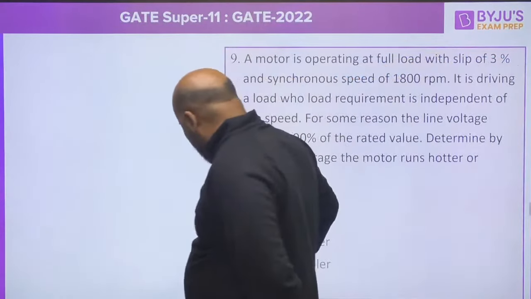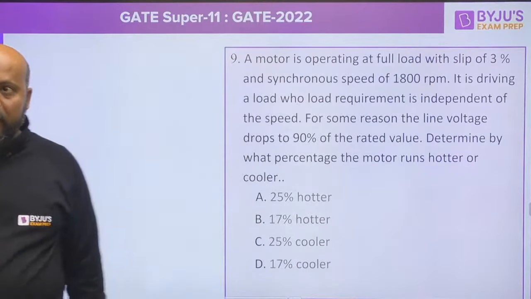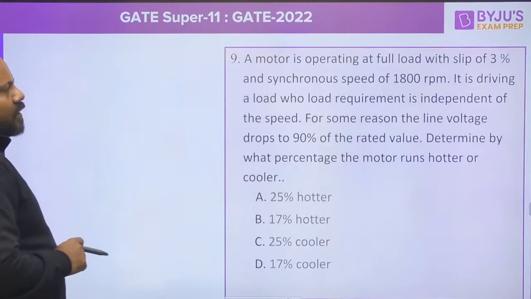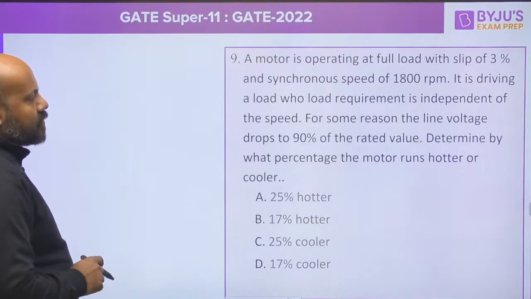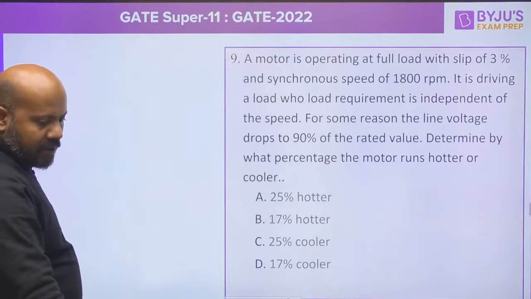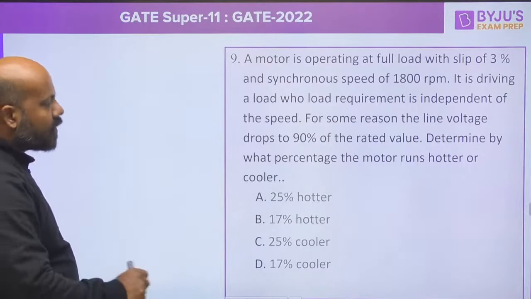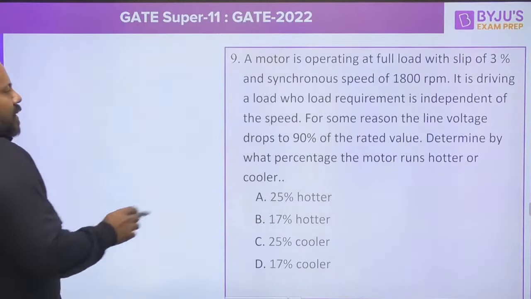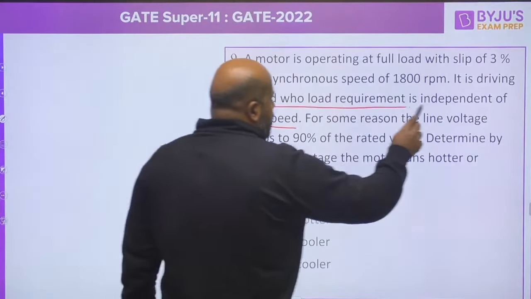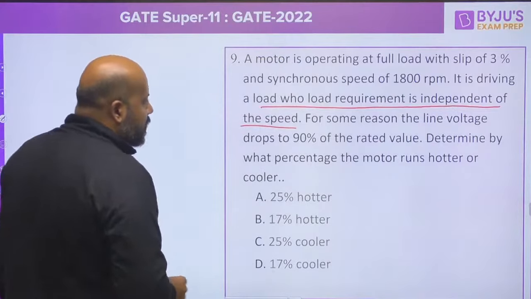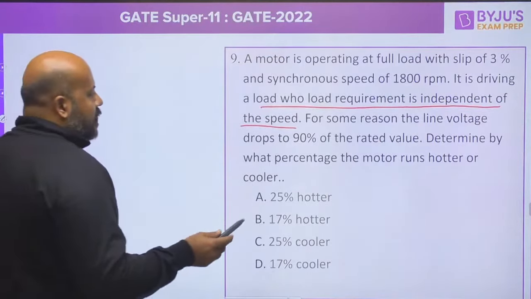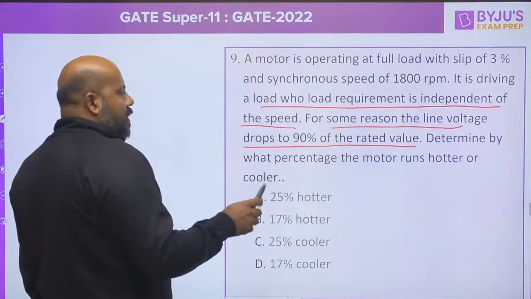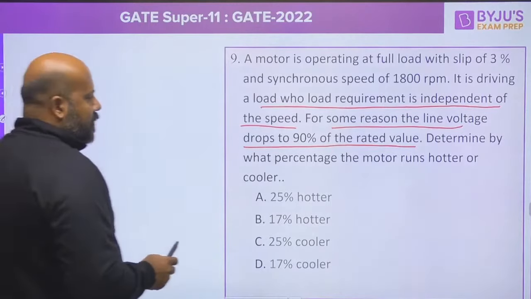Now this is a very beautiful question. Understand. He's saying the motor is operating at full load with a slip of 3% and the synchronous speed of 1800 rpm. It is driving a load whose load requirement is independent of the speed. Underline this statement. We'll understand what is the meaning of this. For some reason, the line voltage drops to 90% of the rated voltage. He is asking to determine approximately by what percentage the motor is going to run hotter or cooler.